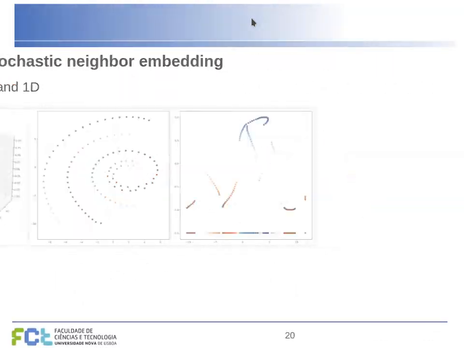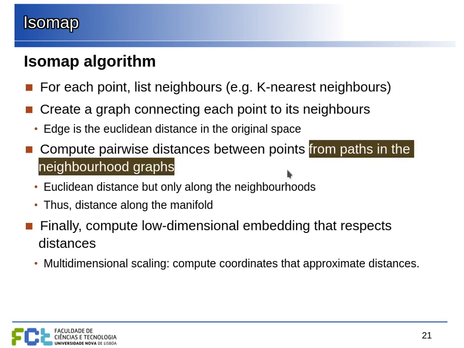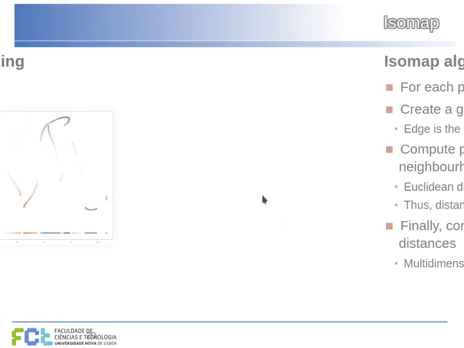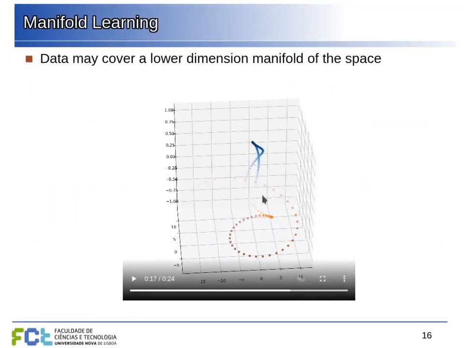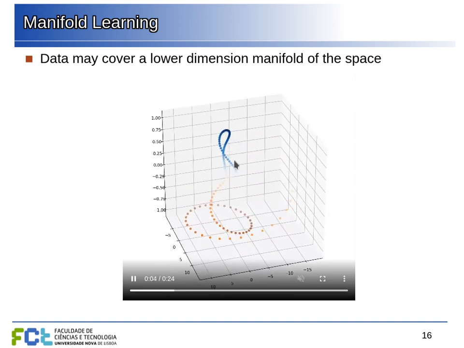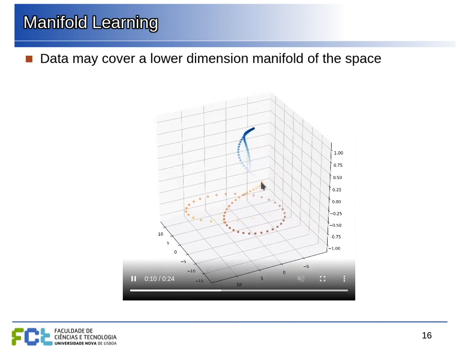And now what we're going to do is compute the distances between all pairs of points, but not going straight across the space, but going along paths in this neighborhood graph that we created. So it's still Euclidean distance in the original space, but only along these neighborhoods. This means that if we are considering, for example, the distance between a point here and a point over there, we are not going to measure this across space, but along the path of the neighbors, so along this line.